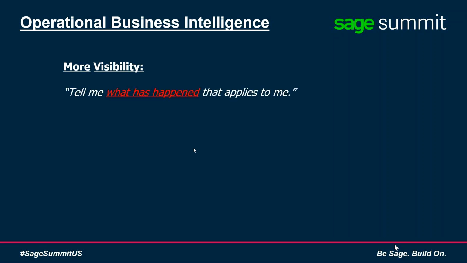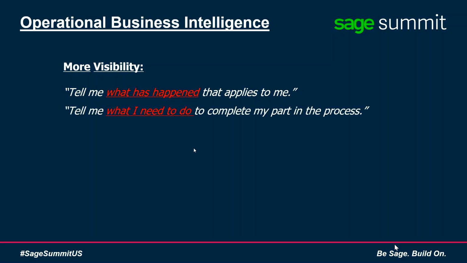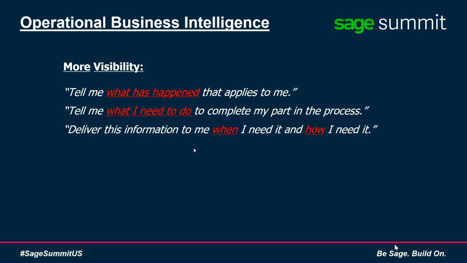But an OBI technology gives our non-managerial staff greater visibility into their daily tasks. It lets them know what's happened and what's happening that applies to them. It tells them what they need to do to complete their part in the process. And most importantly, it delivers this information to them when they need it and how they need it.